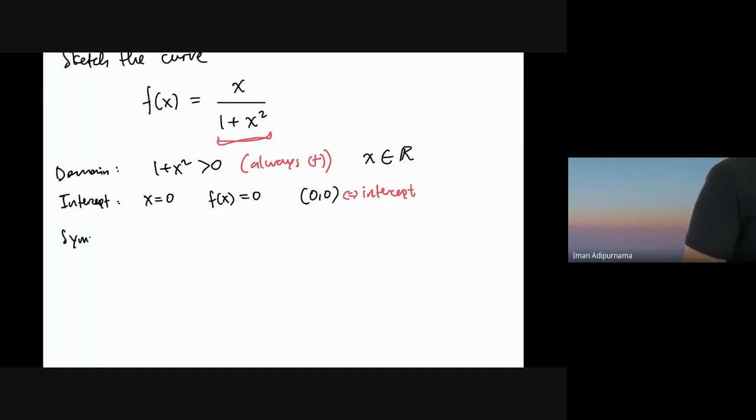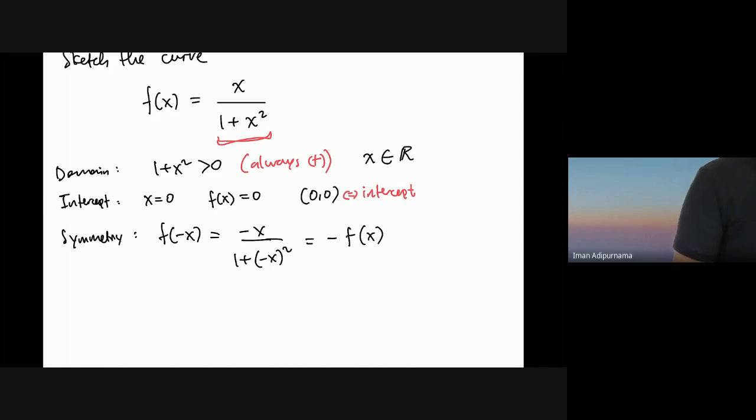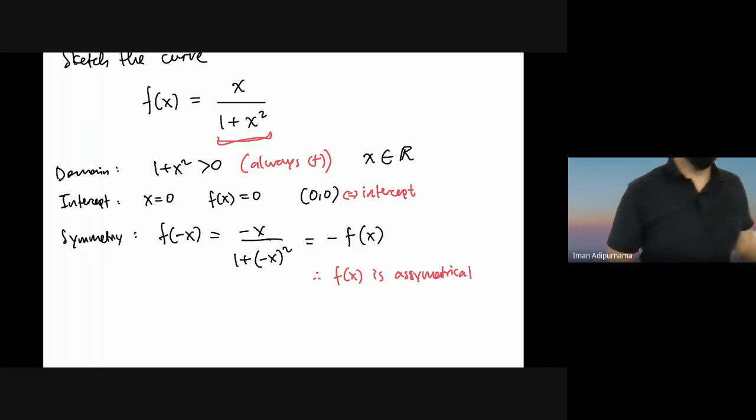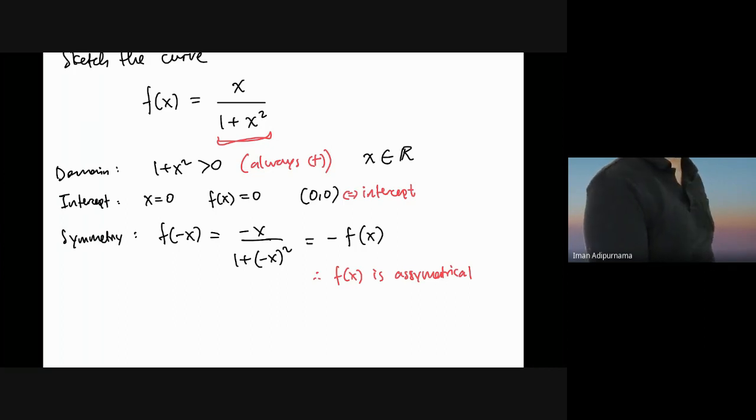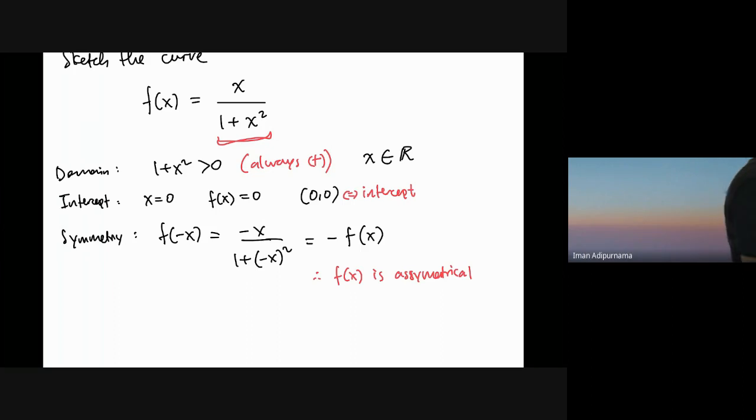And then check the symmetry. If you want to check the symmetry, we can check negative x. We can see that this is actually negative f of x, so we can conclude that f of x is a symmetrical function. Asymmetric means maybe like this, or maybe like this. Okay. Let me give you a few minutes to check whether you can draw the function or not.